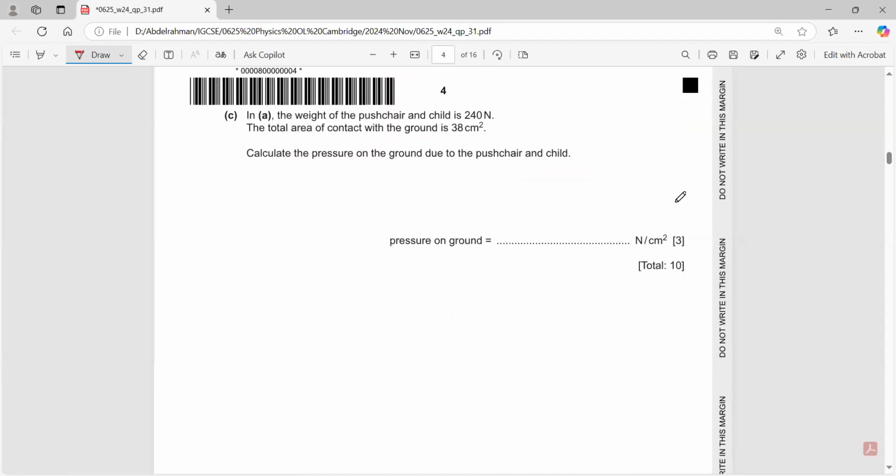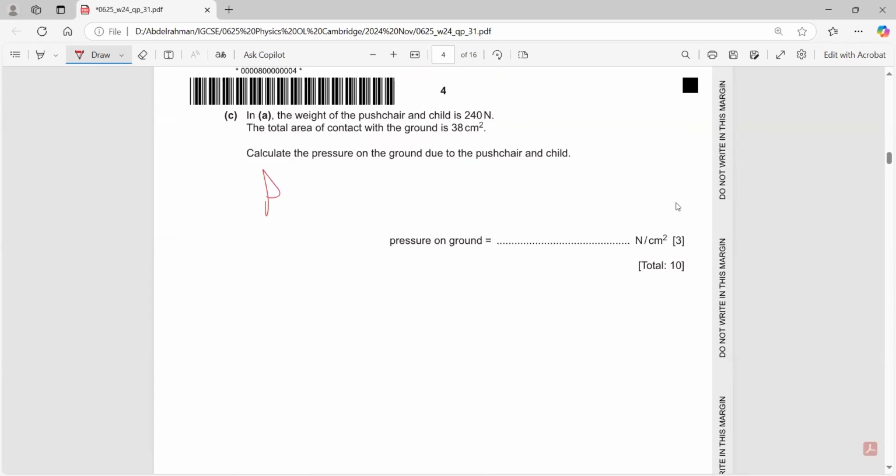In A, the weight of the pushchair is 240 newtons. The total area of contact is 38 centimeters squared. Calculate the pressure. No gravitational potential energy. It's not flying. If it was flying, you could have said gravitational potential energy, but there is no gravitational potential energy. Can I find the pressure in this question?